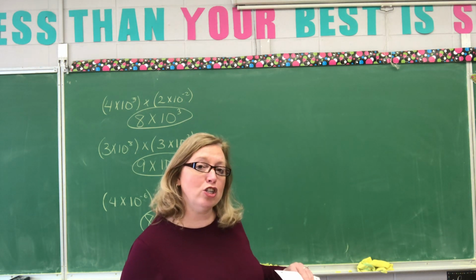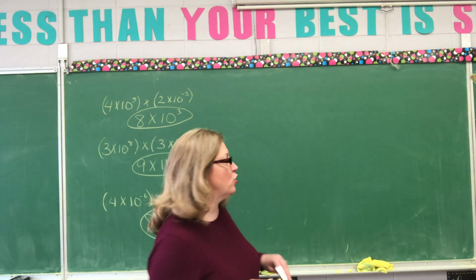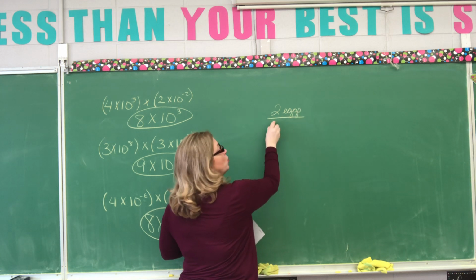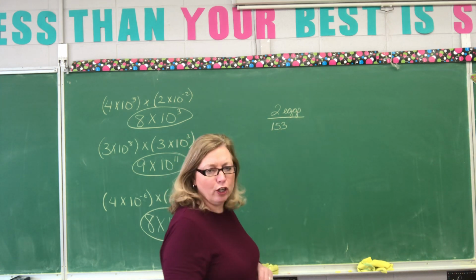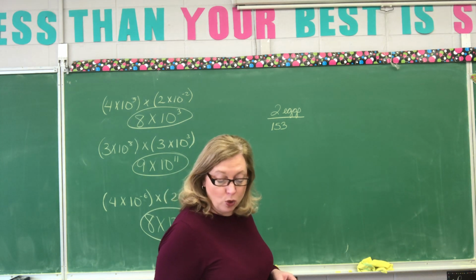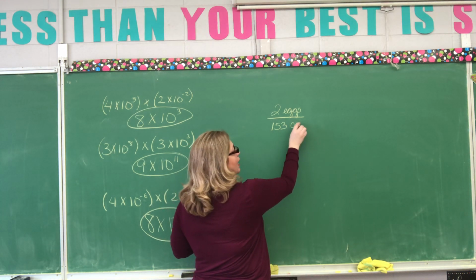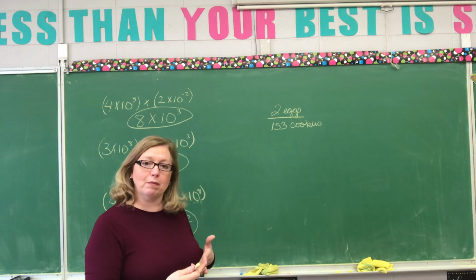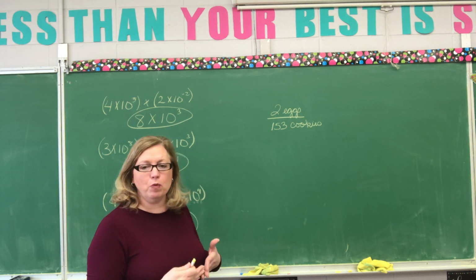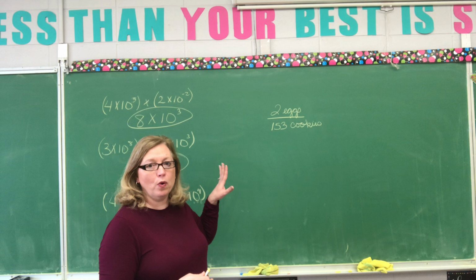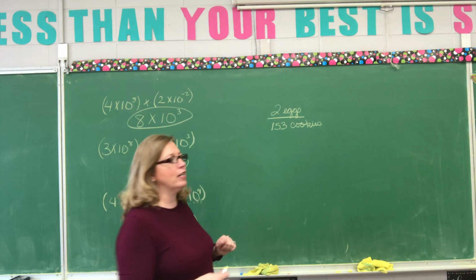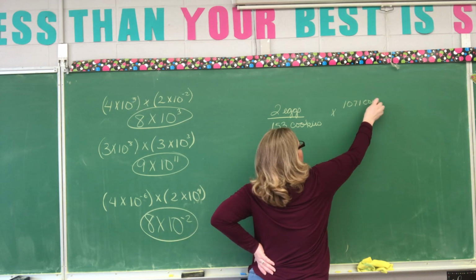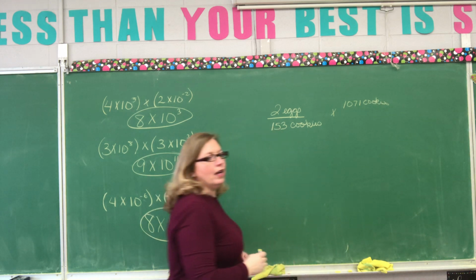So first, what's her ratio? How many eggs to how many cookies? It is 2 eggs to 153 cookies, okay? 2 eggs to 153 cookies. Now, how many cookies did she want to make? She wants to make 1,071 cookies. So we're going to take this ratio and we're going to multiply it by the number of cookies that she wants to make. So 1,071 cookies. Okay, so what are we going to do?